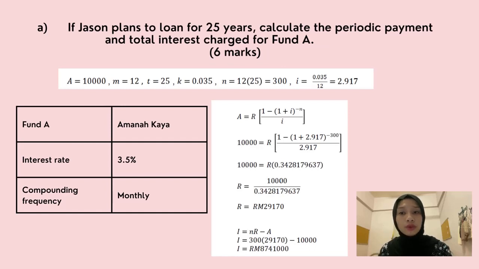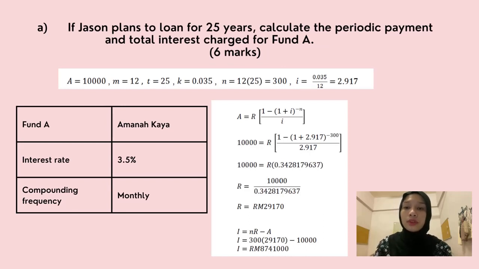The formula for question A is A equals R, open brackets 1 minus open inner small brackets 1 plus i, close small inner brackets power minus n, all divided by i. So for A is 10,000, m is 12, t is 25, k is 0.035, n is 300, and i is 2.1917. So put all those in the formula.